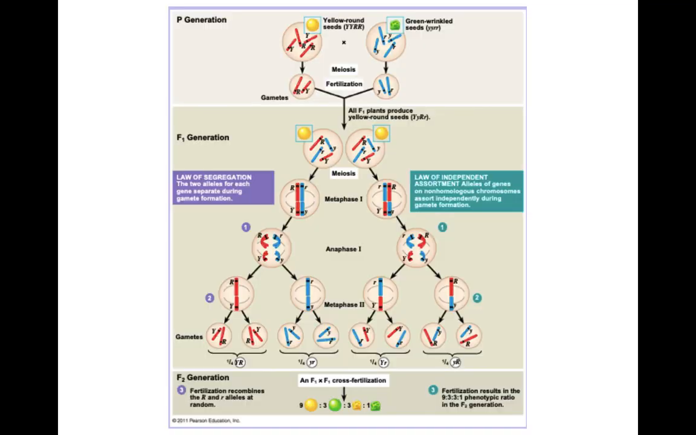So what's really the big difference between segregation and independent assortment? One way you can think of this is segregation's mostly looking at things like monohybrid crosses. Independent assortment is looking at what we call dihybrid crosses, or whenever we are looking at two genes or two alleles or two different things. So for segregation, it's the two alleles for each gene separate during gamete formation, and for independent assortment, it's the alleles of genes on non-homologous chromosomes assort independently during gamete formation.